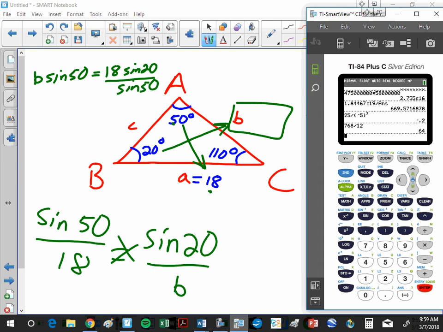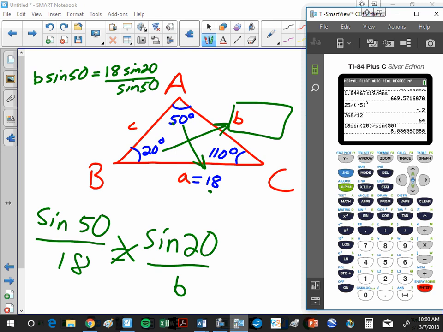That is exactly right, Corbin. So 18 sine of 20. Make sure you close this parenthesis before you divide by the sine of 50. And your calculator has to be in degrees. So we push equals. Does that seem reasonable? Yes. Now, let's find little c.